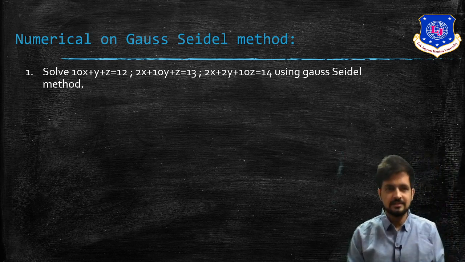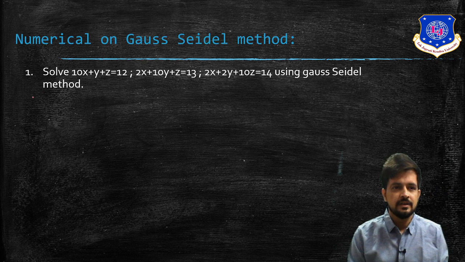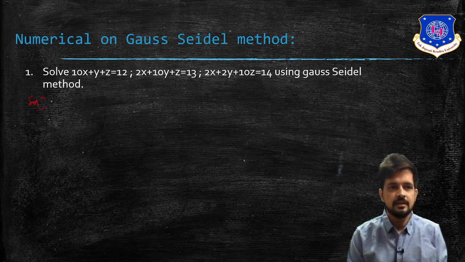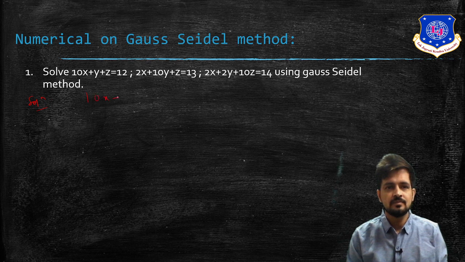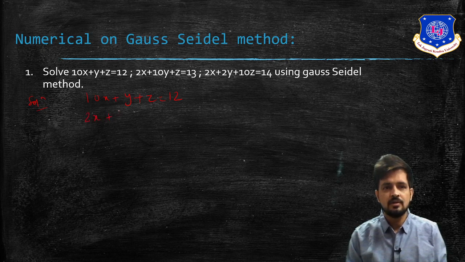See what is given. Here a system of linear equations is given: 10x + y + z = 12, 2x + 10y + z = 13, and 2x + 2y + 10z = 14.